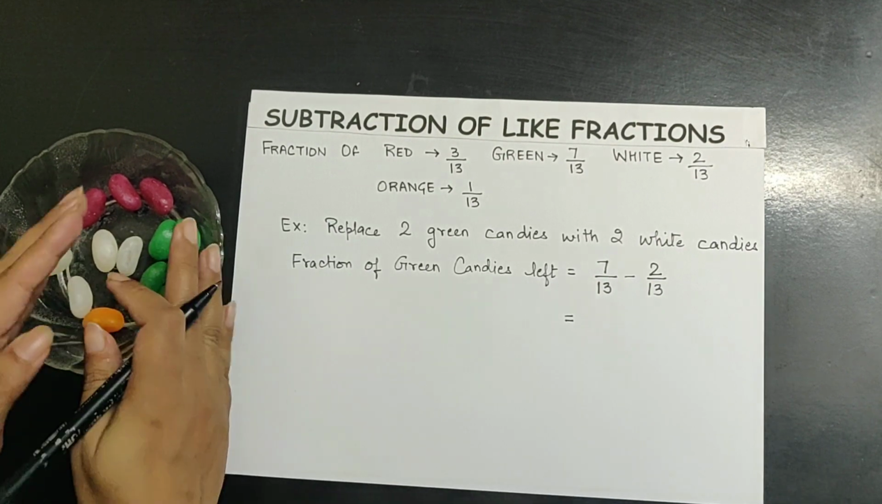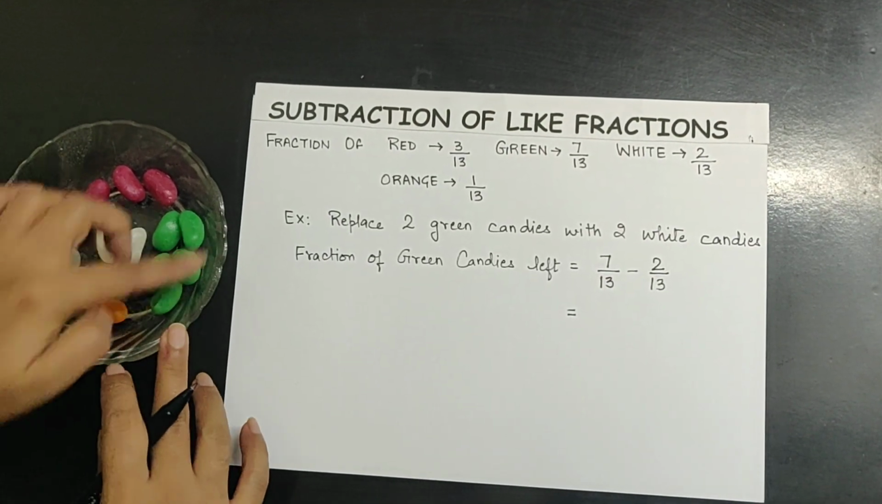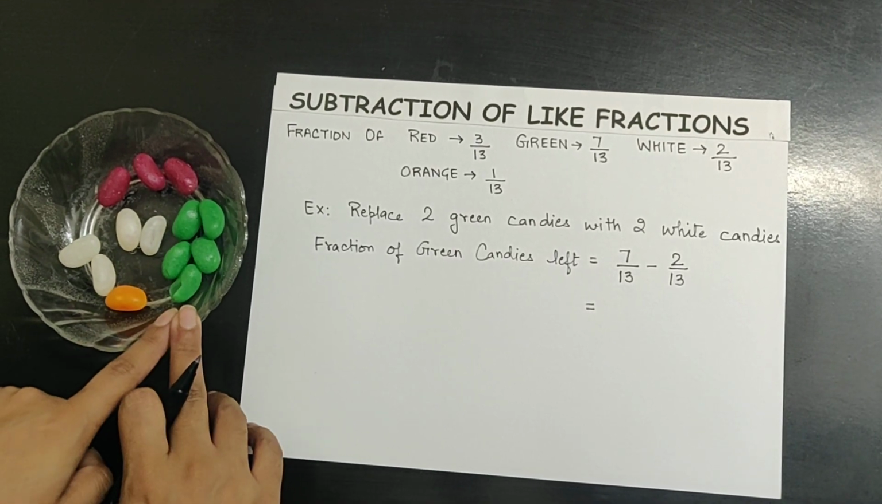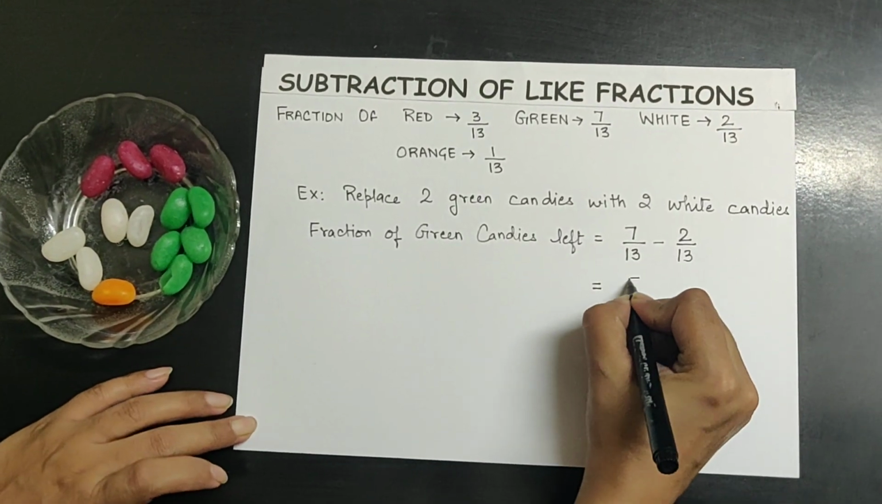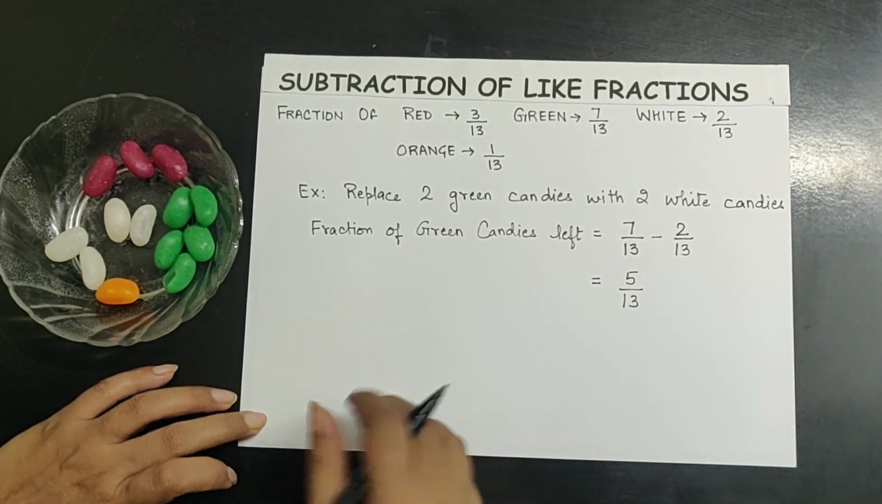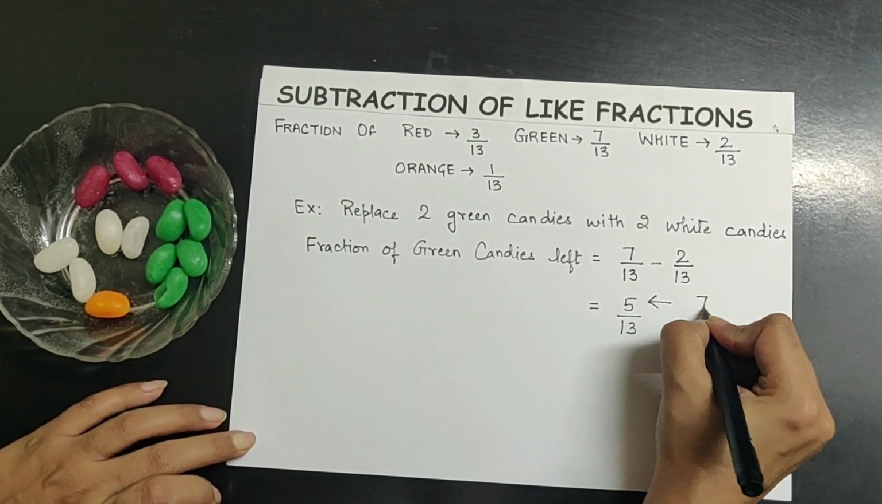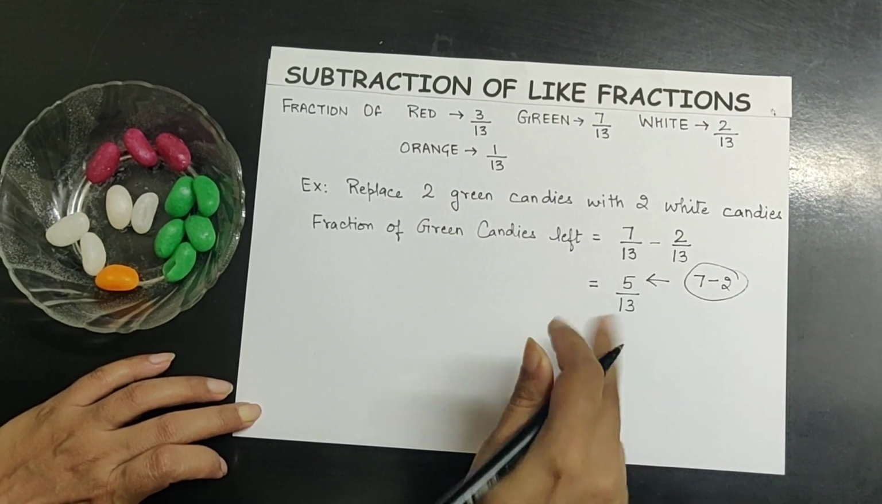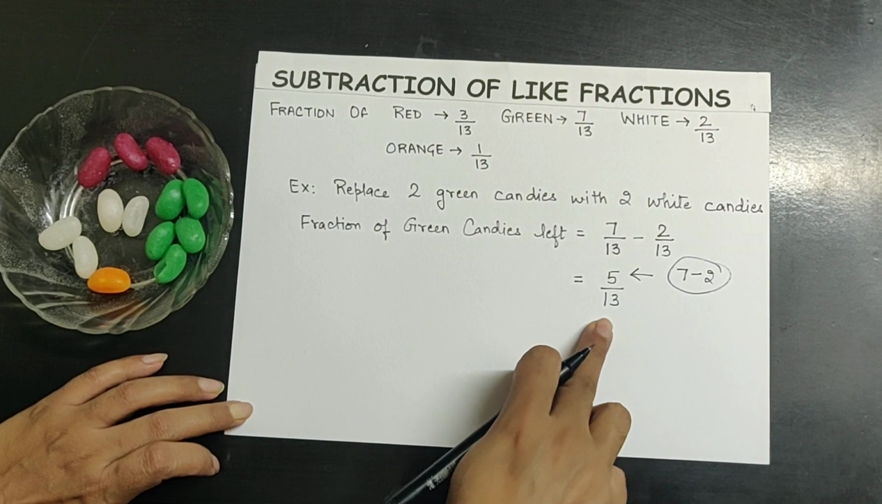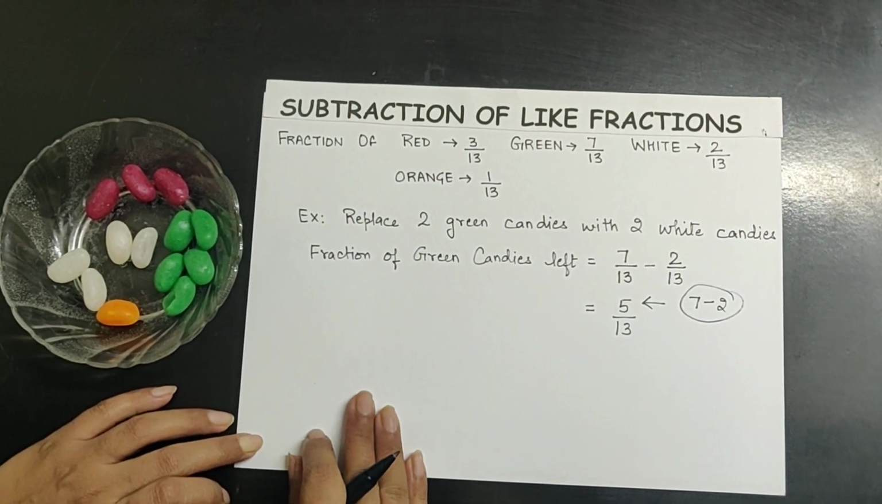Now if we look at the number of green candies here, what is it? It is 5. So if we express this, the fraction of green candies left is 5 upon 13. So where did we get this 5 from? By simply subtracting the numerators. So we have subtracted the numerators here. The denominator remains the same.